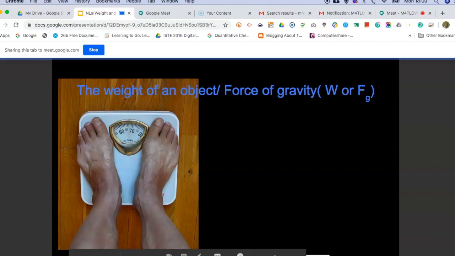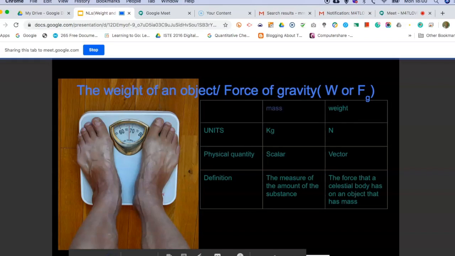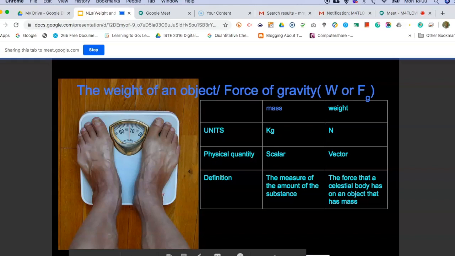In this case, we are going to deal with the weight and the normal. Starting with the weight of an object. In most cases we use the force of gravity for weight. The symbol for weight is W, and the symbol for force of gravity is F small g. Right, usually in everyday life, people interchange the mass with the weight. But in science, the two are quite different.